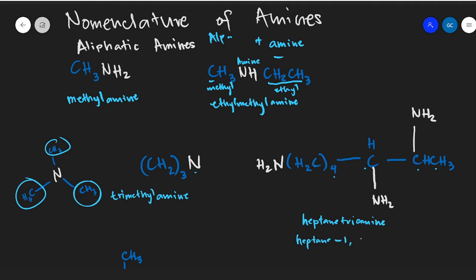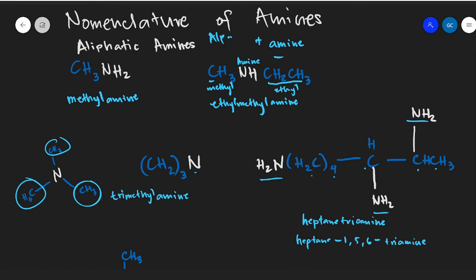Then we have 5. Then we have 6-triamine. So bakit siya naka-name na 1, 5, 6? As you may have noticed there, meron tayong tatlong amine. Yung tatlong amine natin is we have here 1, 2, 3. And those amines are actually attached to the first carbon atom. So we have first, then we have here the fifth carbon atom and the sixth carbon atom.